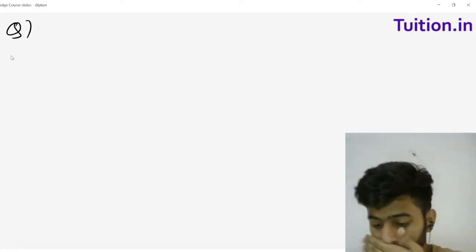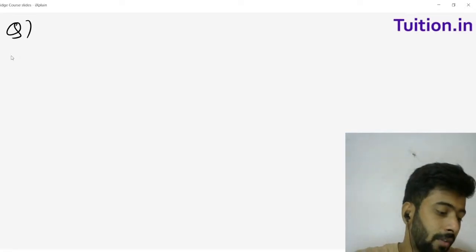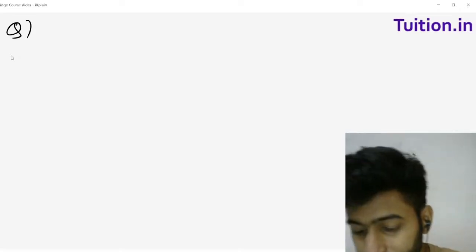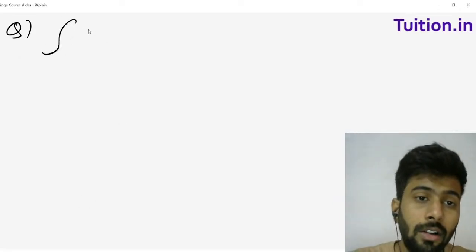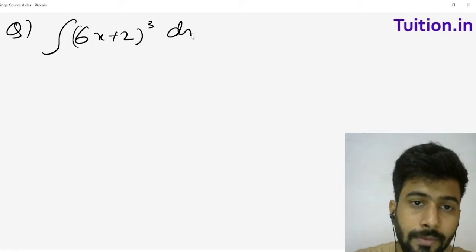And this should be sufficient. This much knowledge on integration and differentiation should be sufficient for you to deal with the upcoming topics in physics. What do you do about this fellow? Integral of (6x plus 2) whole cube dx.